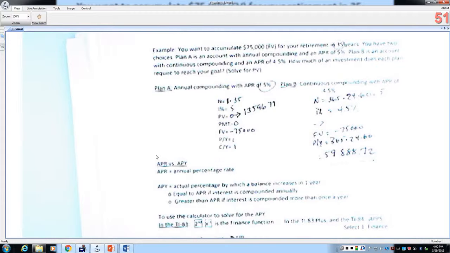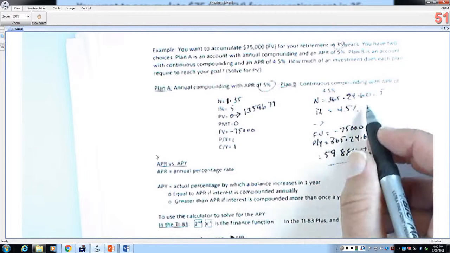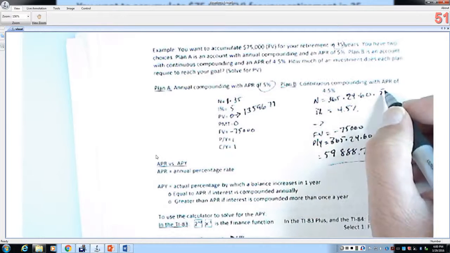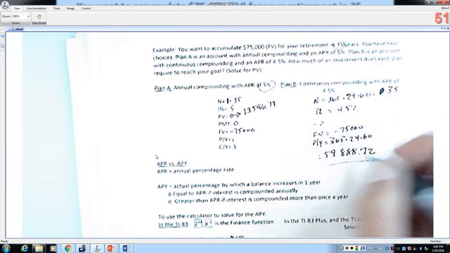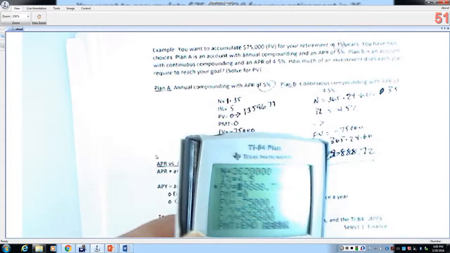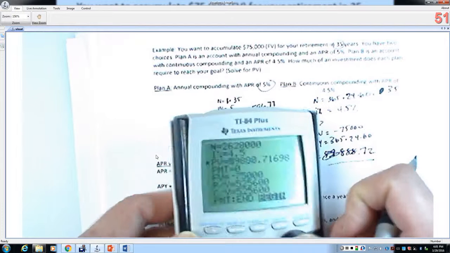Yes. For N, you did times 5 instead of 35. I'm sorry? For N, you did times 5 instead of 35. Wasn't it 35 years? Let me see, where did I get the 5 from? Yeah, I'm sorry, it should be 35. Yeah, was it 35? Okay.